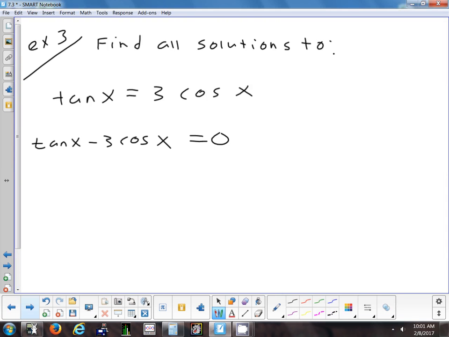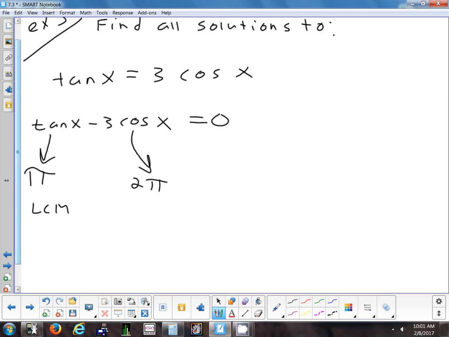We don't have any numbers in front of x, which can affect the period. And we don't have any powers here. Well, other than what power is tangent and cosine both raised to? The first. So it's just the basic periods. What's the period of tangent? Pi, and cosine, 2 pi. The LCM? 2 pi.